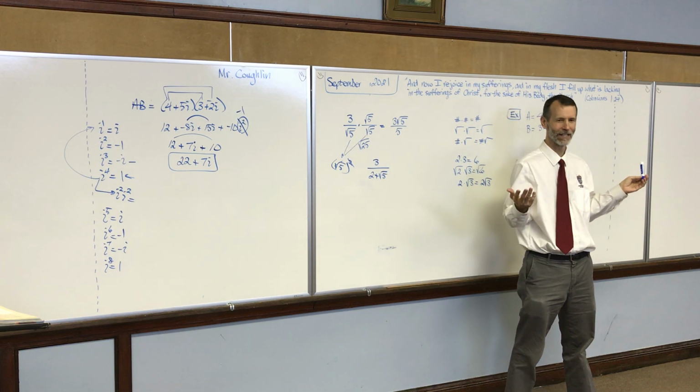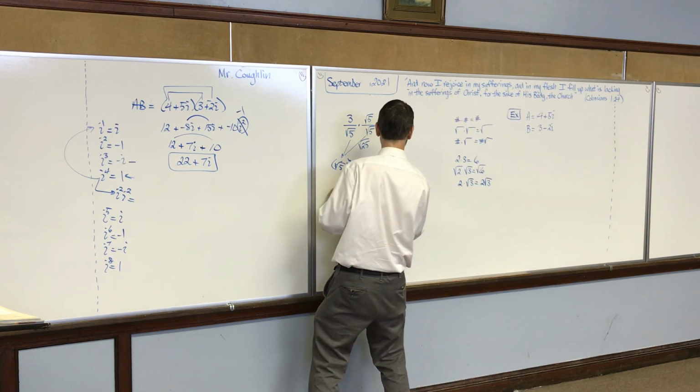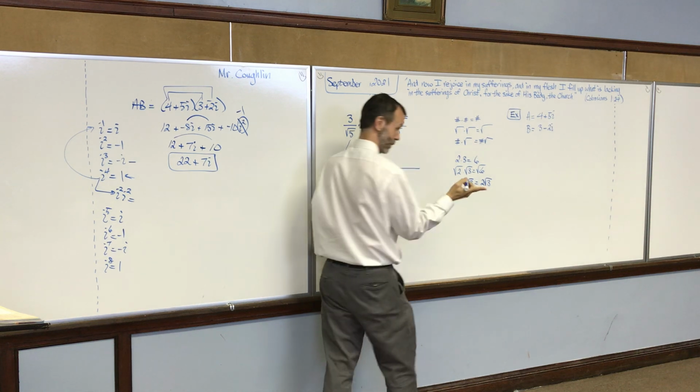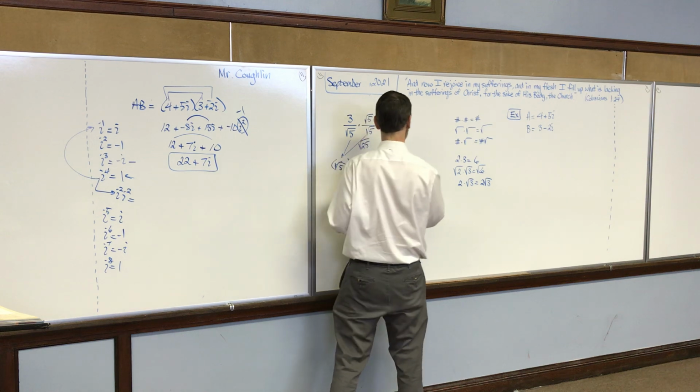You want a little less bloody. How do you cancel radical 5? Like up here. Like what math operation? You multiply by radical 5. Yes. Where? Top and bottom.